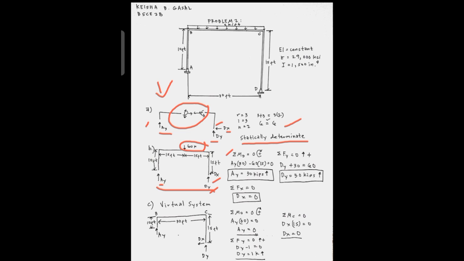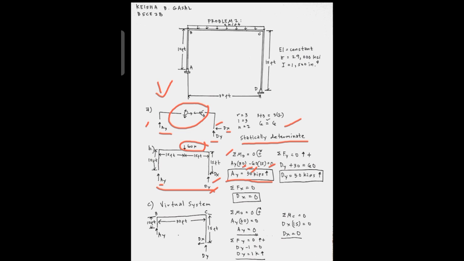So summation of moment at D is equal to 0, clockwise positive. So AY times the length of B to C, which is 30, minus 60, which is our load, times 15, our assumed distance, is equal to 0. So our AY here is equal to 30 kips upward direction. Our assumed direction is correct.